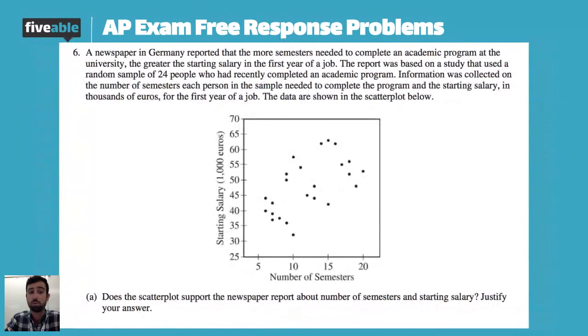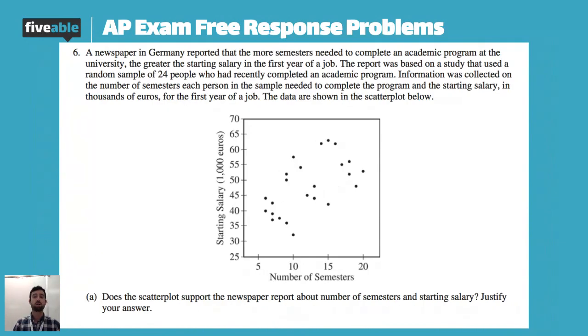This is a good one. I believe it was from 2016. And it talked about starting salaries for people in their first year of a job. And it asks you, does the scatter plot justify the claim made? So the claim was a newspaper in Germany reported that the more semesters needed to complete an academic program at a university, the greater the starting salary in their first year of the job.